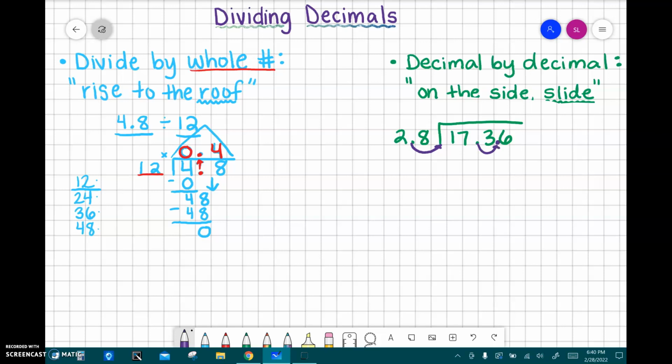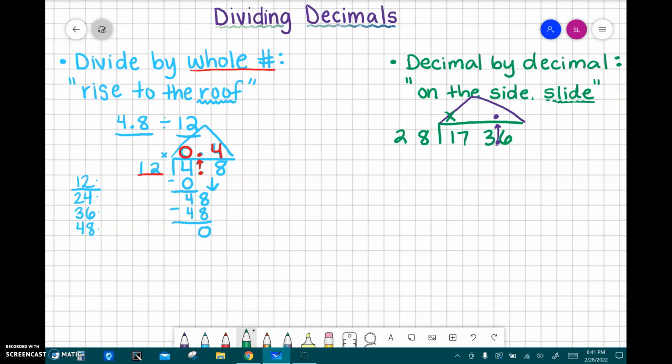Now, that means I still have a decimal. If a decimal is in the house, I raise it to the roof. So I need to put my decimal right there. So this is now a whole number of 28 because I got rid of my decimal. And now I have 173 and 6 tenths. I just had to move it over and even it out. Then we divide. Can 28 go into 1? It cannot.